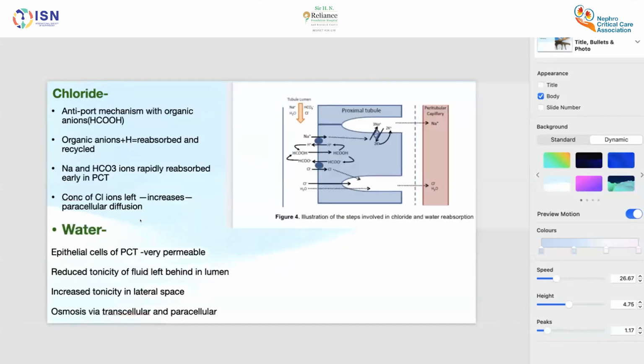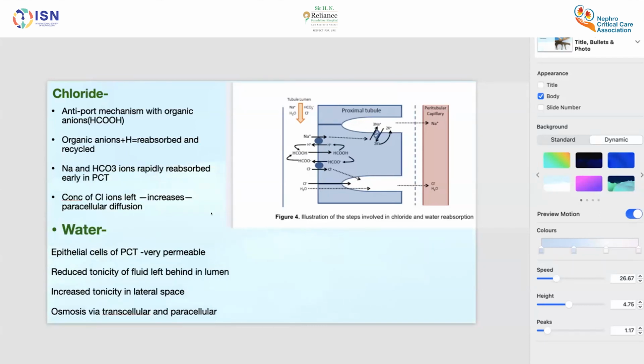Then chloride ions. The chloride ions are reabsorbed with two mechanisms. One is the antiport mechanism with organic anions. The organic anions and hydrogen are reabsorbed and recycled into the cell. The sodium and bicarbonate ions are rapidly reabsorbed early in the PCT. That's why the concentration of the chloride ions left in the tubular lumen is higher, and these chloride ions, which are increased in the tubular lumen, are reabsorbed by paracellular diffusion into the cell.